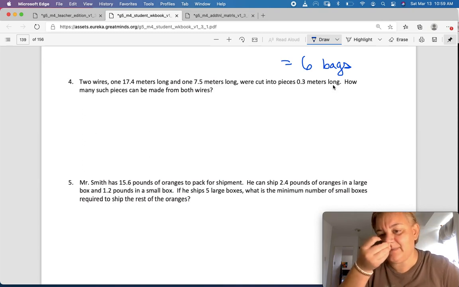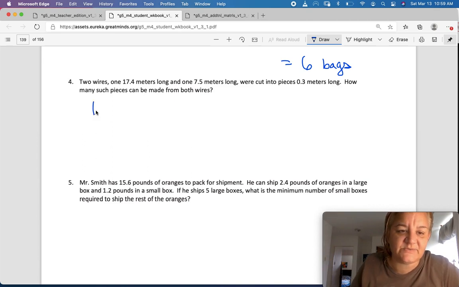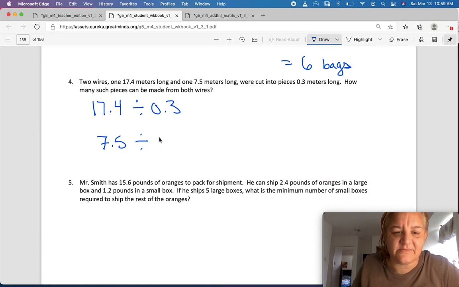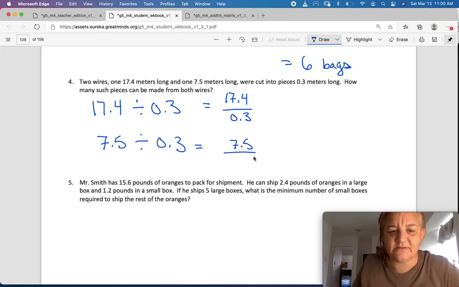Number 4. Two wires, one 17.4 meters long and one 7.5 meters long, were cut into pieces 3/10 of a meter long. How many pieces can be made from both wires? Okay, so we have this first wire, and we're going to cut that into 3/10 of a meter. And then we have this wire, and we're going to divide that into 3/10 of a meter. So here I have 17 4/10 over 3/10. And here I have 7 5/10 over 3/10.